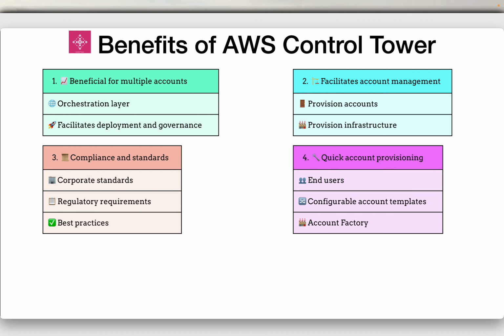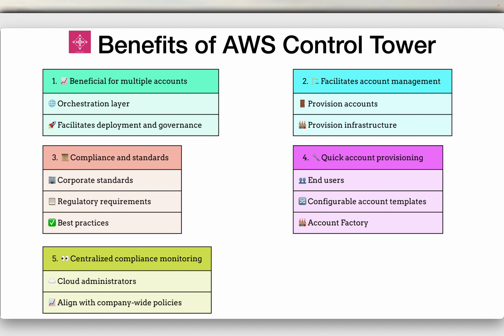Fourth, AWS Control Tower enables end users on your distributed teams to provision new AWS accounts quickly by means of configurable account templates in Account Factory. Meanwhile, your central cloud administrators can monitor that all accounts are aligned with established company-wide compliance policies.